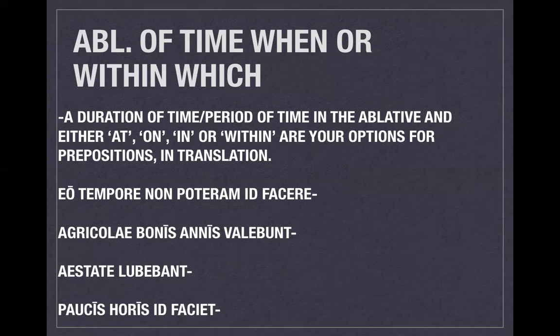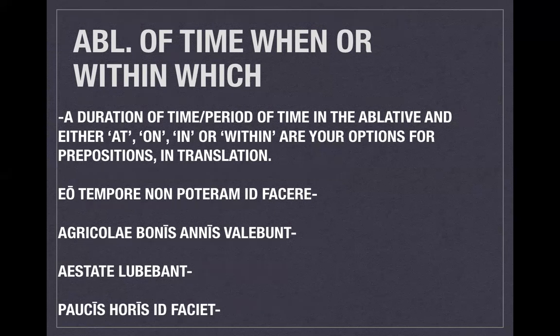Okay, all right. This is when a period of time shows up in the ablative, and you're going to want to add a preposition. So with the ablative of means we had to add with out of thin air, based on the fact that we had no preposition. Here is another ablative where we won't have a preposition, and you will need to add at, on, in, or within, depending on what the ablative actually is and what sounds good in English.